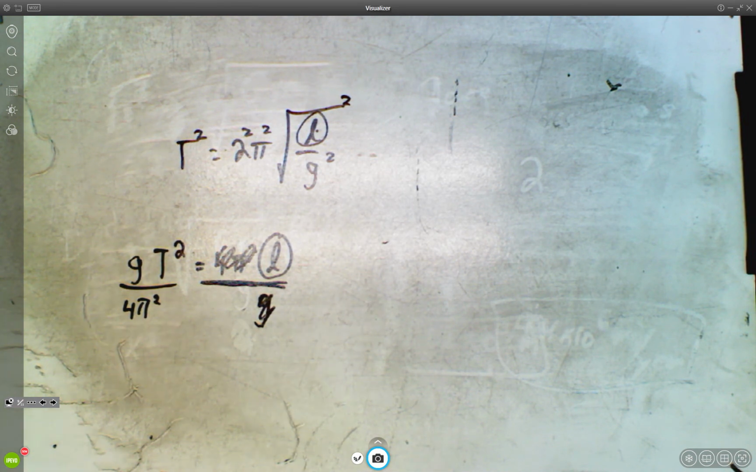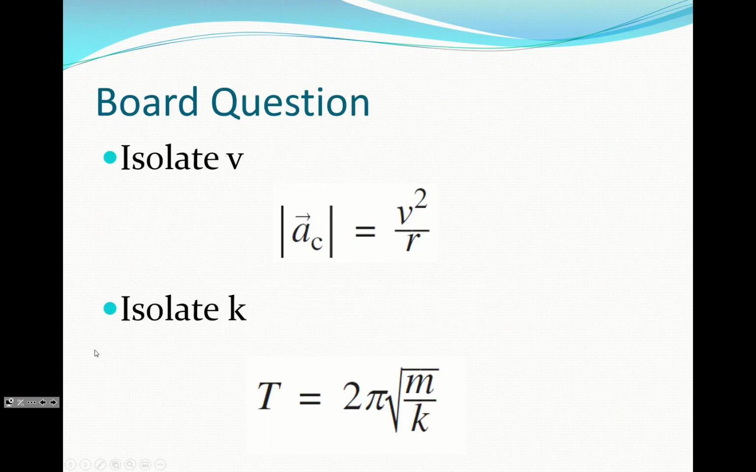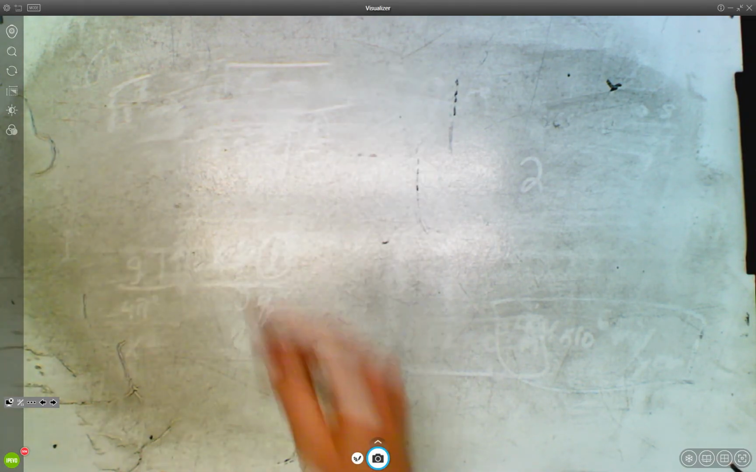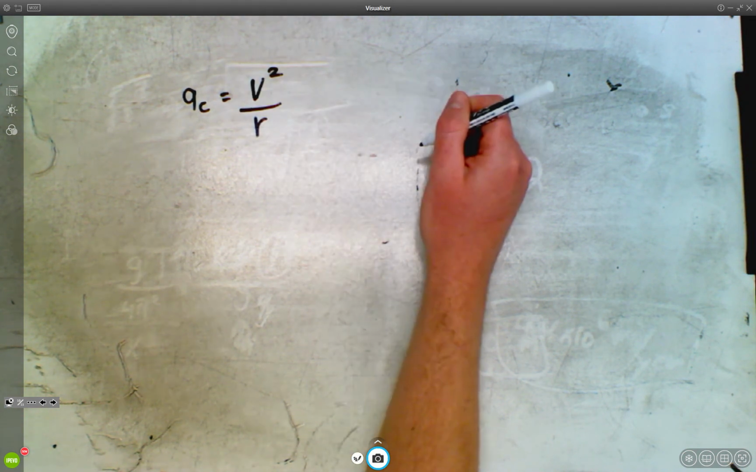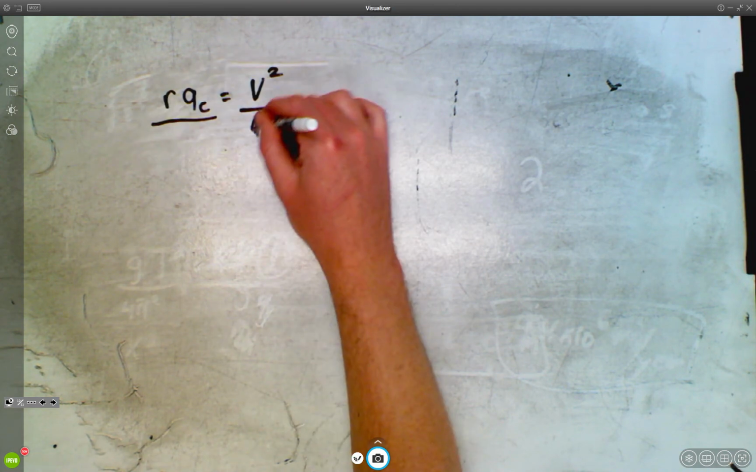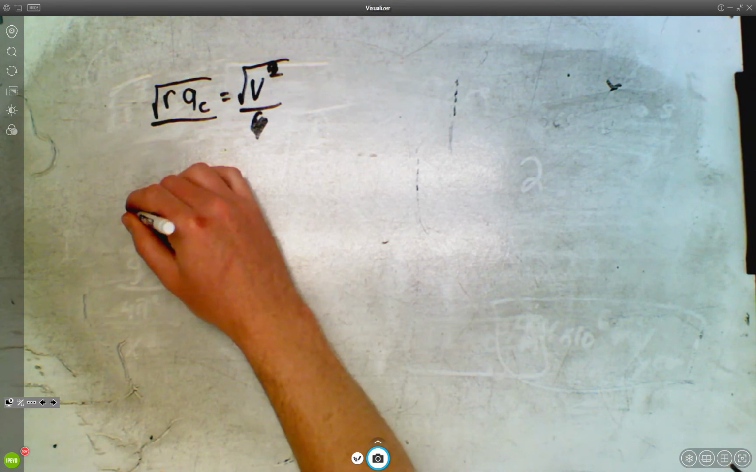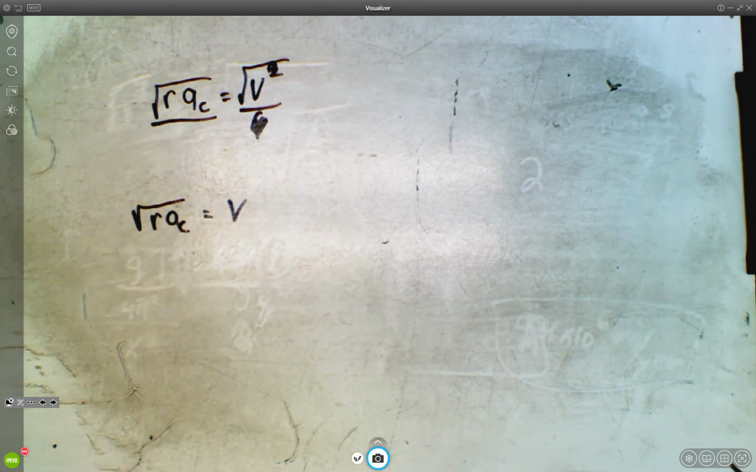Okay, so let's do a couple board questions. Pause the video once you see the question, and see if you can do it. Okay, so these are my two board questions, isolate V and isolate K. So for the first one, we have AC equals V squared over R. So we want to isolate V. So I would just move the R up top. And then to get rid of the squared, I would square root both sides. So we end up with V equals the square root of RAC.